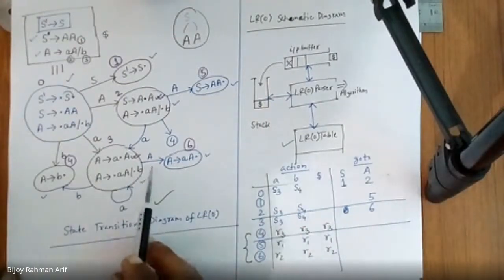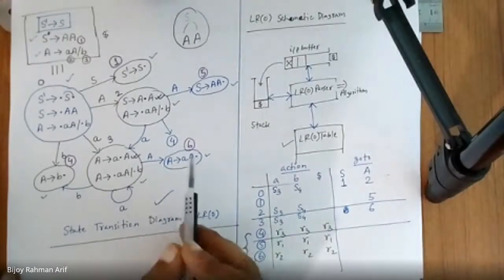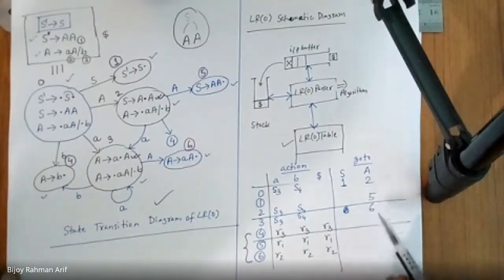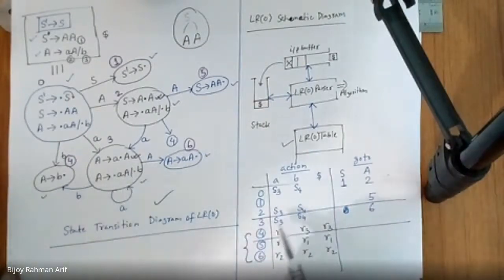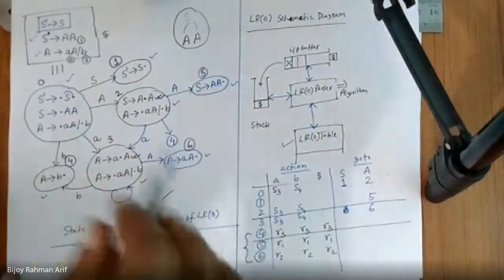State 3 on capital A, we're going to state number 6. We write 6. State 3 on small a, it is the action, and we are remaining in the same state. That's why we write shift 3. On B, we are going to shift of action and going to state number 4. That's why we write S4. So we are done with this. Now all other states are final states.